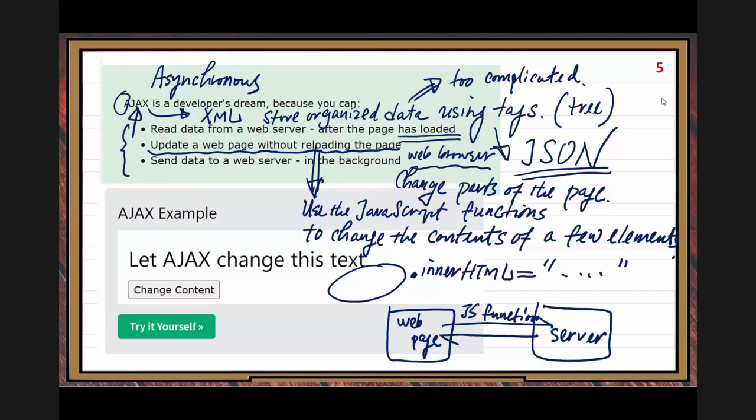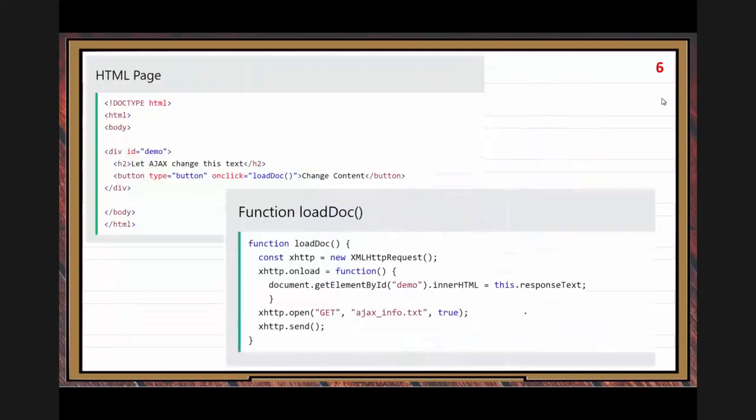Here I just gave you two simple examples. Next page, I want to explain how to do it, the basic idea of writing code to do AJAX. Here I use an example from W3Schools to show you a simple feature.